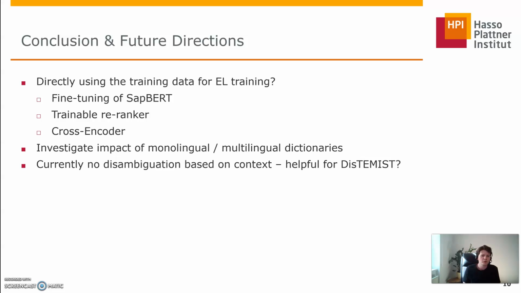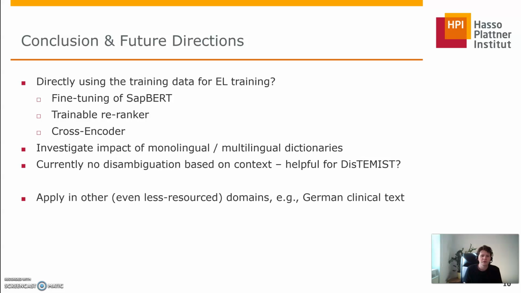We haven't looked too much at the impact of the different dictionaries, so it would be interesting to do some ablation studies and to see which subsets of the dictionaries contribute how much to the overall system performance. And our entity linking currently doesn't take into account the context of a mention, which may or may not be helpful for the DisTEMIST dataset. But the overall pipeline is not restricted to DisTEMIST. Many of the components are also applicable in other settings, and we are very interested in applying our solutions in other, even lower-resource domains, for example, German clinical text.